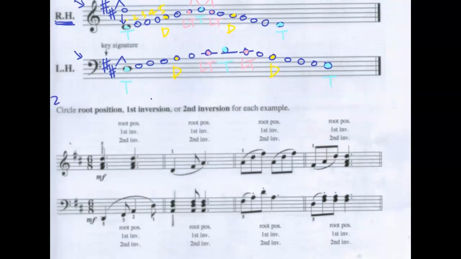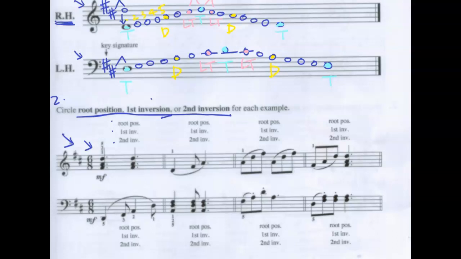Circle root position, first inversion or second inversion for each example. So you see here the chords or broken chords, and you have to figure out the position of this chord. So you have 3 choices: root, first inversion, and second inversion. So let's take a look at the first passage here. Here, I'll play it.